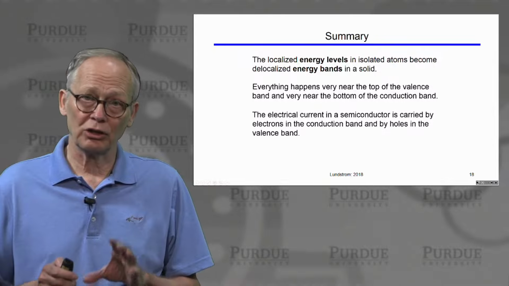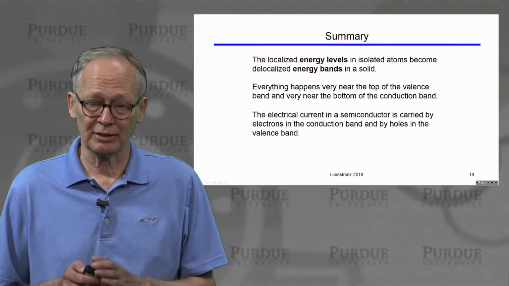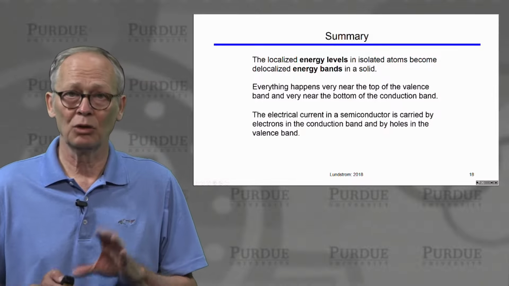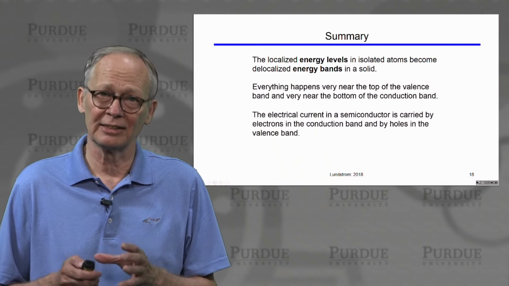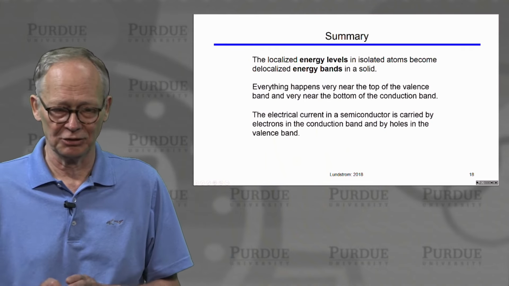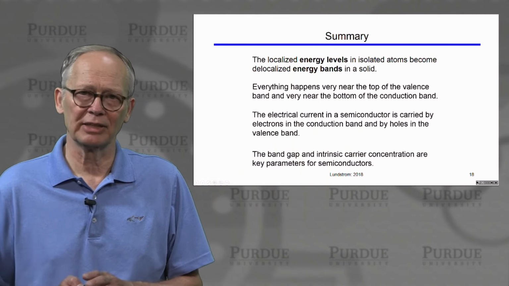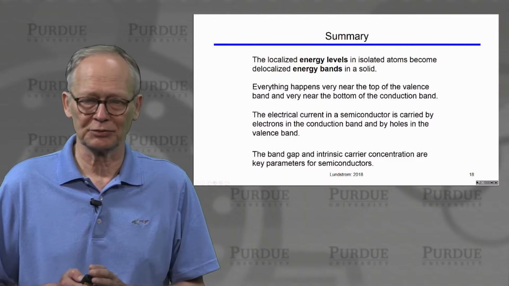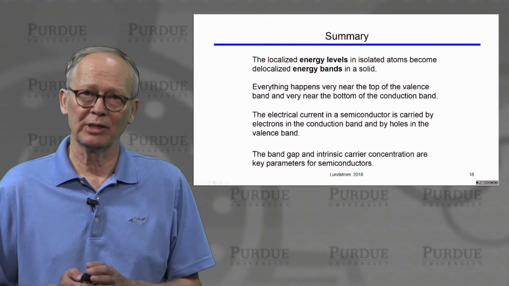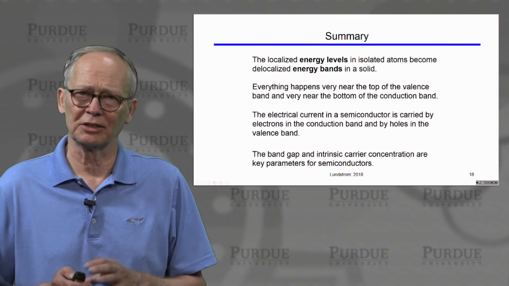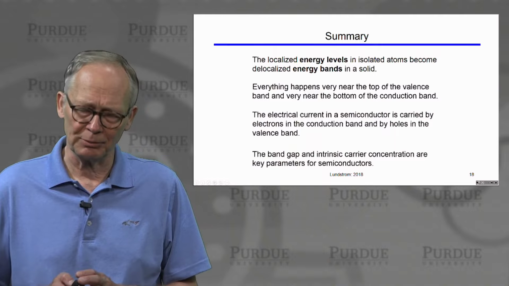The electrical current in a semiconductor or semiconductor device is carried by the electrons that are in the conduction band or by the holes, which we think of as positive charge carriers in the valence band. And the band gap and intrinsic carrier concentrations are the two most important parameters for a semiconductor. They're tightly related. The wider the band gap, the smaller the intrinsic carrier concentration, or the concentration of broken bonds.